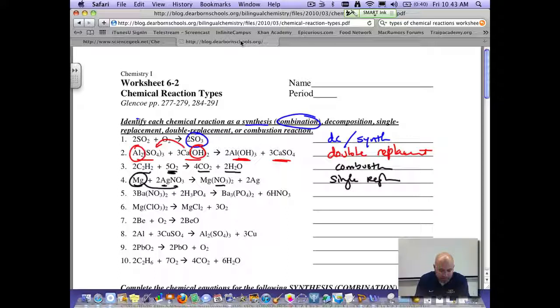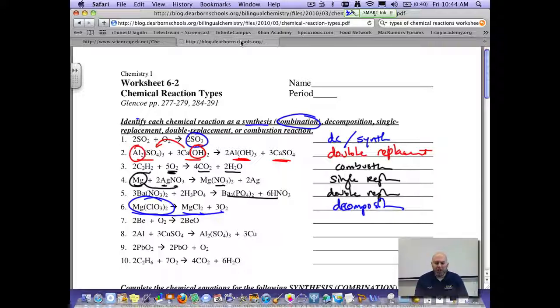How about this next one? Well, I can tell pretty quickly by looking at it. We've got a cation and anion, cation and anion. I bet you the barium goes together with the phosphate, the hydrogen gets together with the nitrate, and that's exactly what happens. This will be a double replacement. And let's see if there's any of the other type. Oh, yeah, the next ones are our other types here. Notice that we have one reactant breaking down into 2 or more products. So this is going to be a decomposition, and so on and so forth.